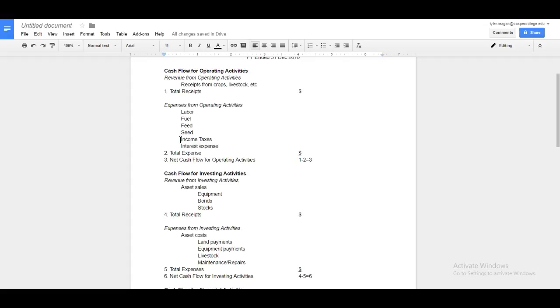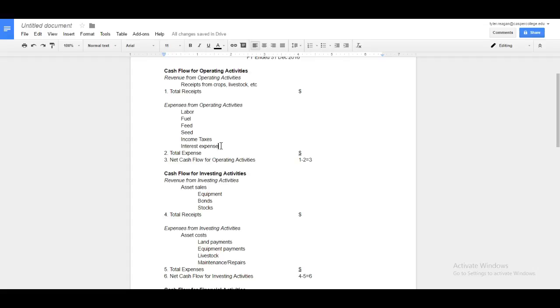So that's going to be your expenses from operating activities. Income taxes are included in that. What about an interest expense? Say you had to take out an operating loan at 5% interest, and you took out $100,000. Well, you've got to pay that 5% interest back. That's actually going to go into expenses from operating activities.